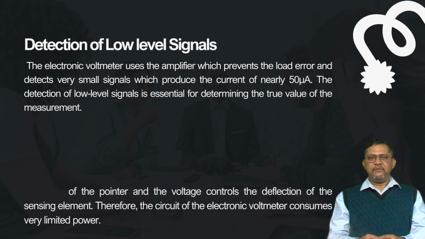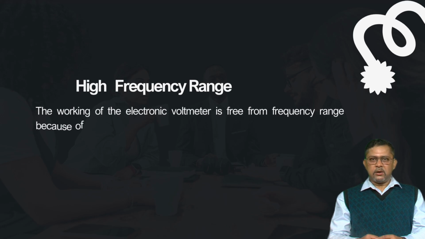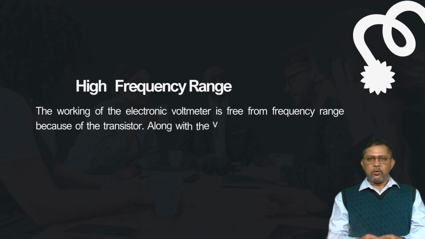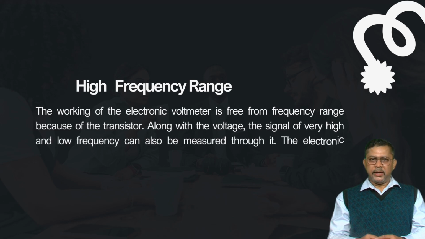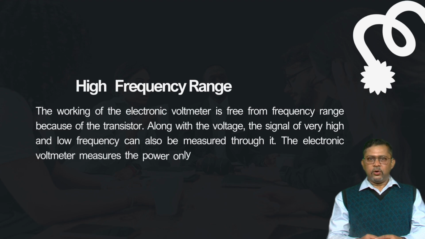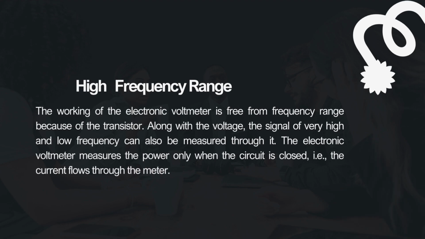Number 3 is high frequency range. The working of the electronic voltmeter is free from frequency range because of the transistor. Along with the voltage, the signal of very high and low frequency can also be measured through it. The electronic voltmeter measures the power only when the circuit is closed, that is, the current flows through the meter.